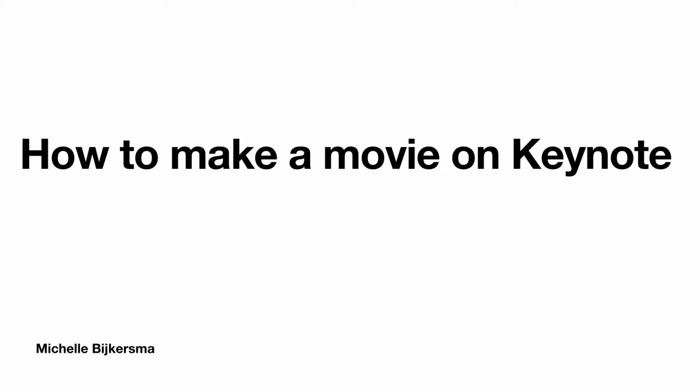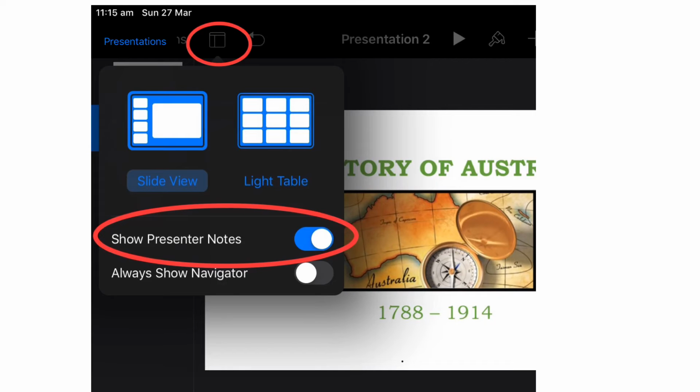How to make a movie on Keynote. It's easier to insert audio into each individual slide than it is to narrate a whole movie. And also, if you go to Presentations, then Show Presenter Notes, you can type the text in that you want to read for each slide, and the text won't show up on the final movie.